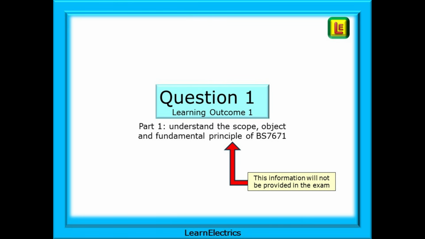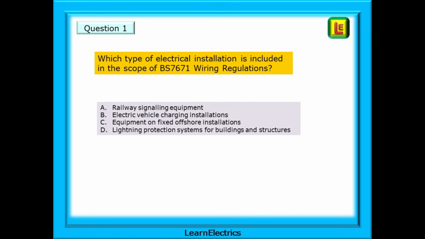It works. Question 1 asks, which type of electrical installation is included in the scope of BS 7671 wiring regulations? And there are 4 possible answer choices. Only one is appropriate for this question. This type of question will always come up in every exam. Guaranteed. Learn to find the correct pages quickly.